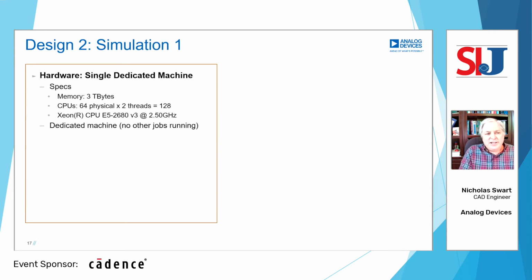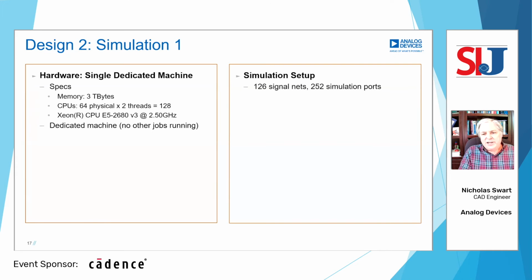So the first simulation we did of this design was on a 3 terabyte machine, 64 physical by 2 threads, 128 effective CPUs. And Clarity had this machine all to itself. So there were no other jobs running on it, okay? And the simulation setup, so we ended up with 126 signal nets in this particular simulation, 252 simulation ports. All the other nets were power and ground that were connected to those ideal planes, as I explained.